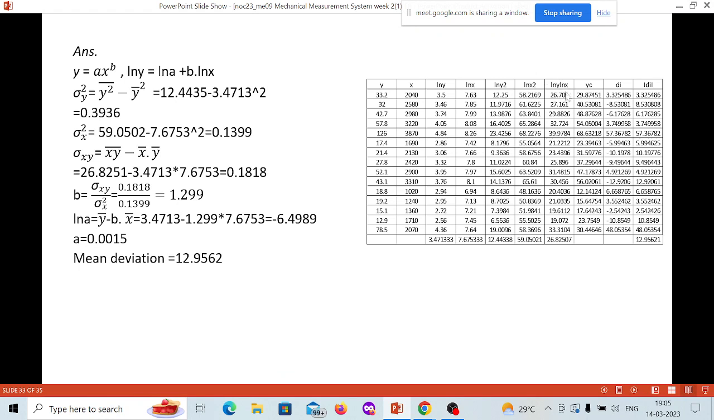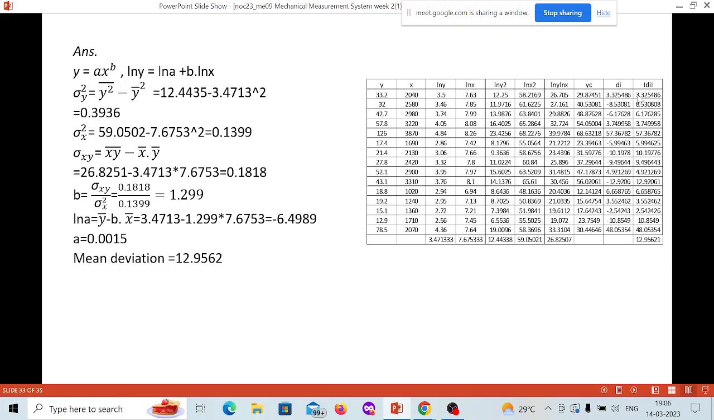So when you substitute in the y equals a x^b relation, you know a is 0.0015 and b is 1.299. You substitute x is 2440, you get 29.8745, and same for 2580, if you substitute, 40.53. You calculate for all y values, and then the difference between the actual y value and the calculated y value.